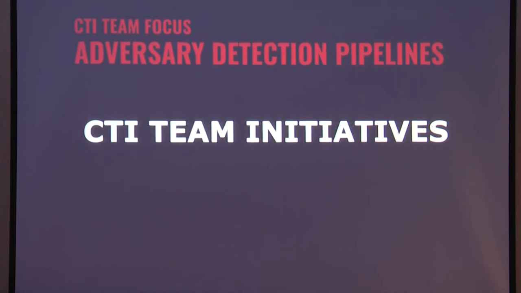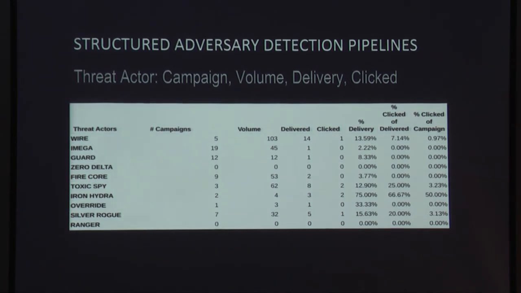So now, once we have a basic understanding of all of that, I'm going to go back up through. I went top down, and now I'm going to go bottom up. So we're going to start at the CTI team initiatives. And what do I mean by that? Basically, when you get all of the data, I compile it in a way to where I get a broad view of what's going on. I get all of the data, and I track trends over time, right?